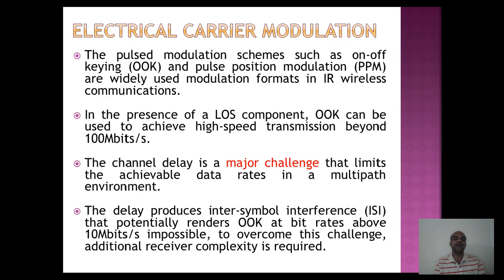The modulation we need to perform is electrical carrier modulation. Modulation schemes based on pulses, such as on-off keying and pulse position modulation, are widely accepted modulation techniques in infrared wireless communication. In the presence of line of sight communication, it can achieve high speed transmission beyond 100 megabits per second. The major challenge is channel delay in a multipath environment. The delay produces inter-symbol interference, which makes on-off keying at bit rates above 100 megabits per second highly impractical. To overcome this challenge, additional receiver capacity is required.